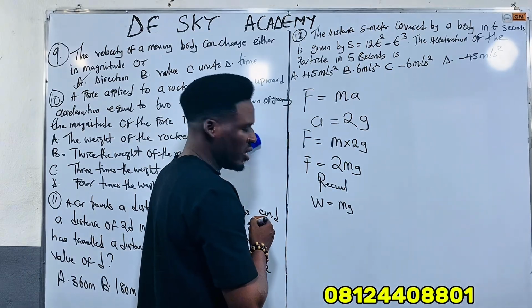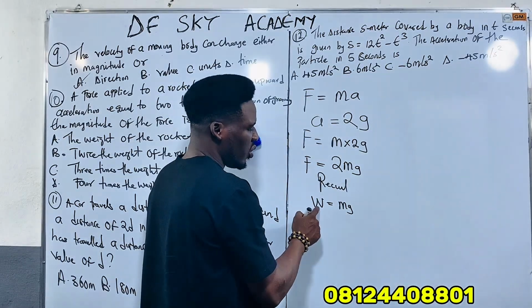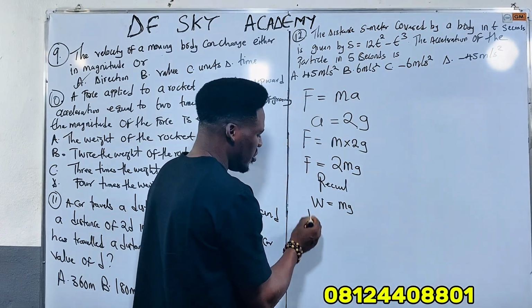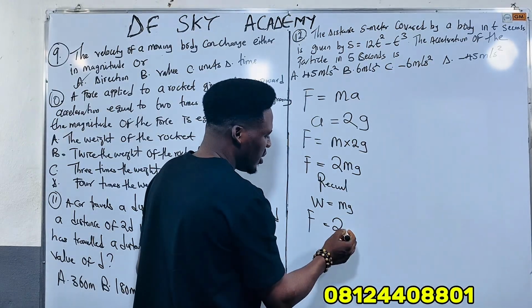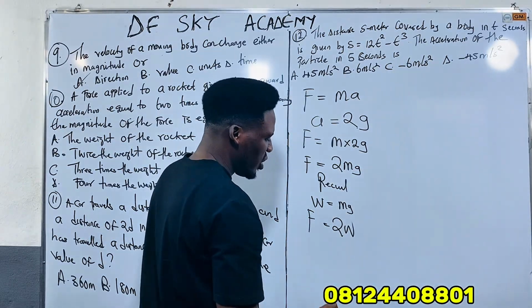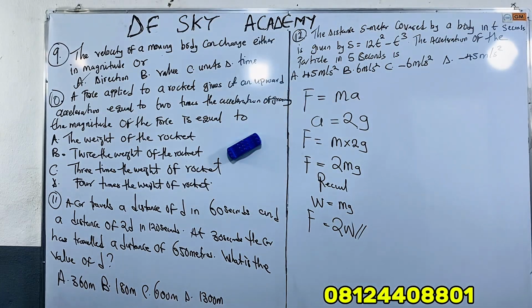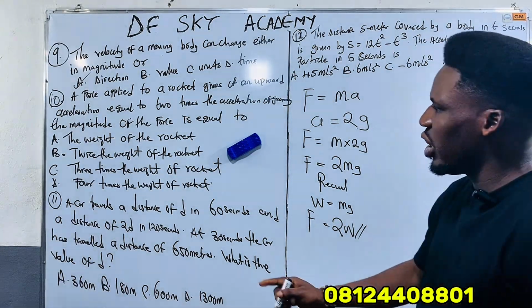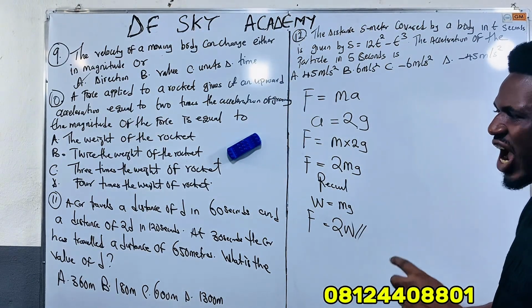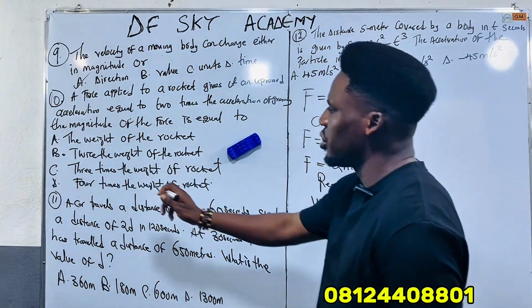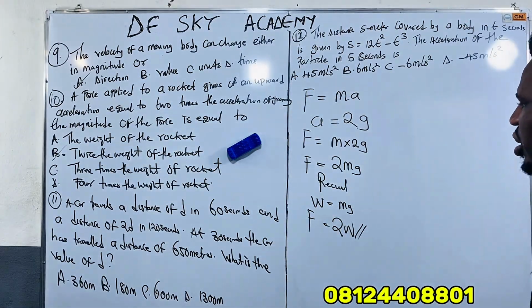Can you recall that? So if weight is equal to mg, that means any place I see mg, what am I going to put? Weight. That means the magnitude of this force is 2 times the weight. So do we have anyone that is 2 times the weight of the rocket? Yes. Option A, the weight of the rocket. Option B, twice the weight of the rocket. So the correct answer is option B, which is twice the weight of the rocket.